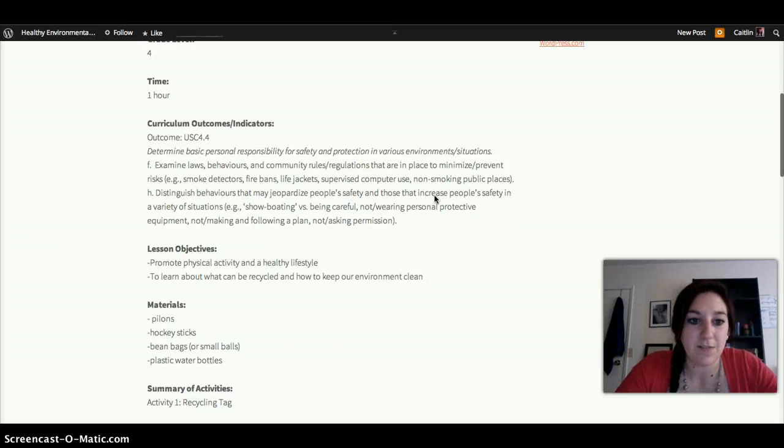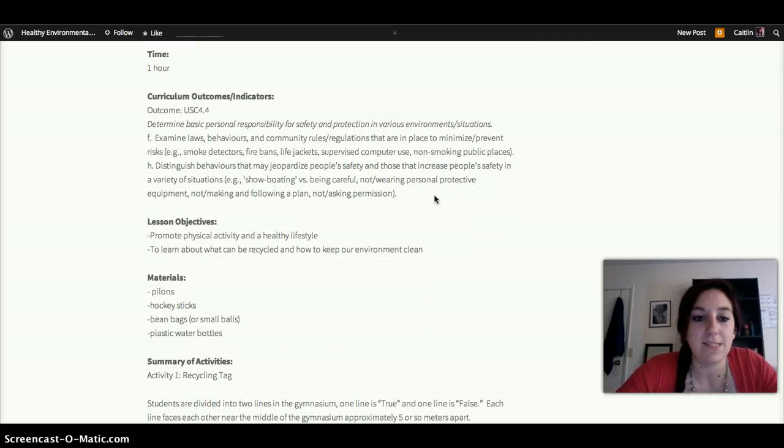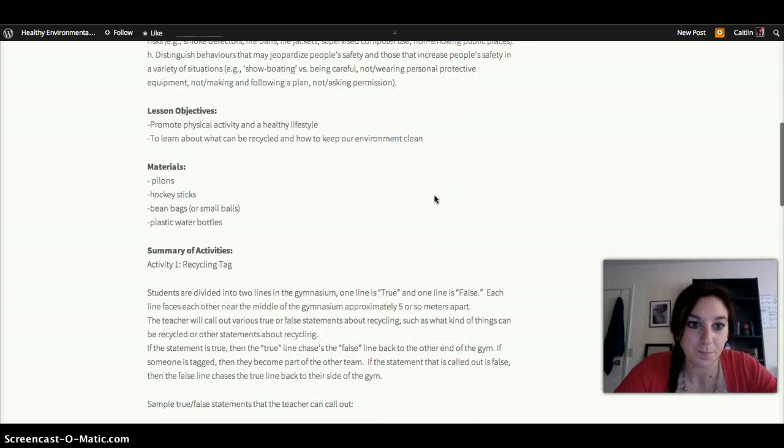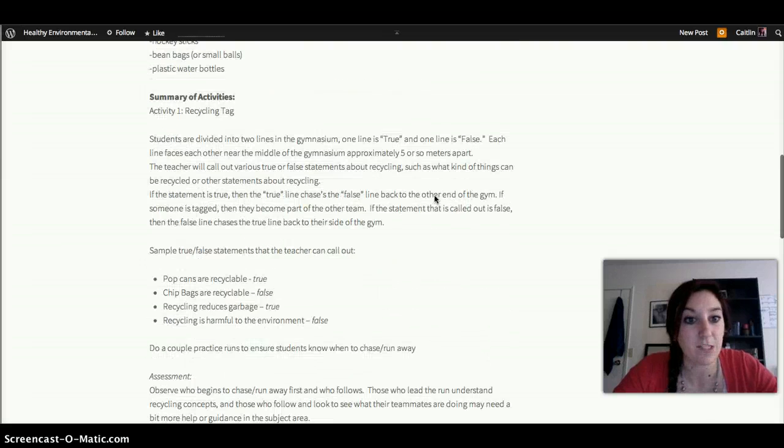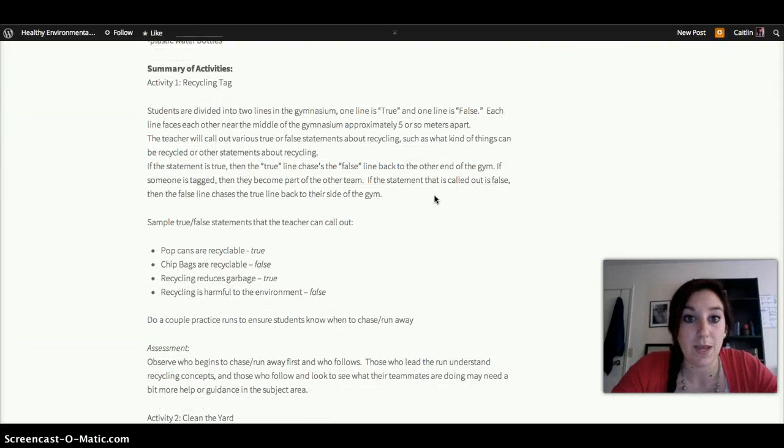My lesson objectives were to promote physical activity and a healthy lifestyle, and to learn about what can be recycled and how to keep our environment clean. So the materials you need are pylons, hockey sticks, beanbags, or small balls if you don't have beanbags, and plastic water bottles. The first activity that you do in class is called recycling tag.